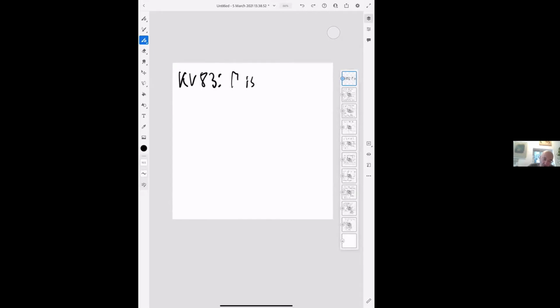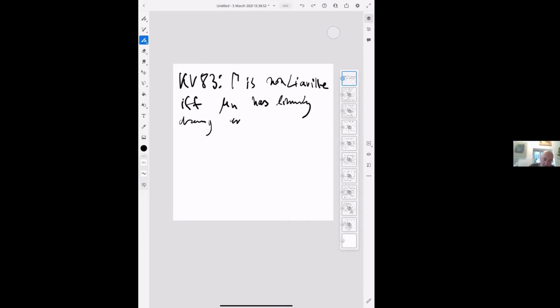or gamma is non-Liouville, if and only if the support of mu_n has a linearly growing entropy.